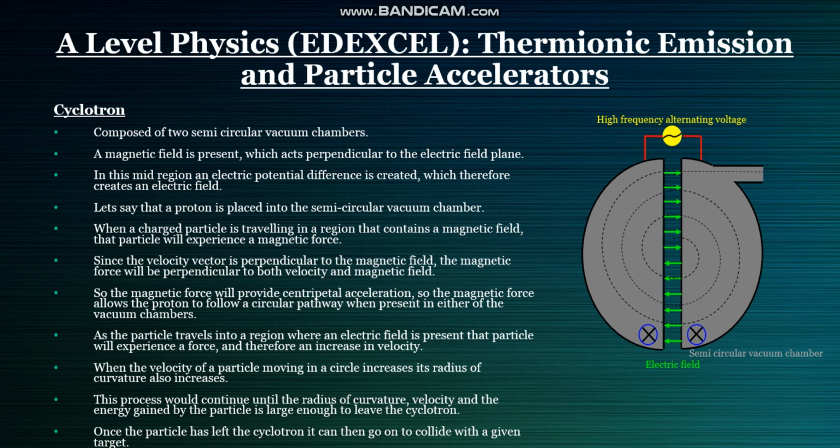So to recap this one more time, initially there is a charged particle at rest. In this case it would be a proton, and that proton starts to move in the vacuum chambers, and as stated before, the vacuum chambers are separated by a distance, and within that distance an alternating potential difference is created, which therefore creates an electric field which can accelerate the proton. The magnetic field present in the two chambers basically keeps the proton moving in a circular pathway, and as the velocity increases, the radius of curvature also increases. Once a proton has enough energy, it can then leave the cyclotron and collide with the given target.